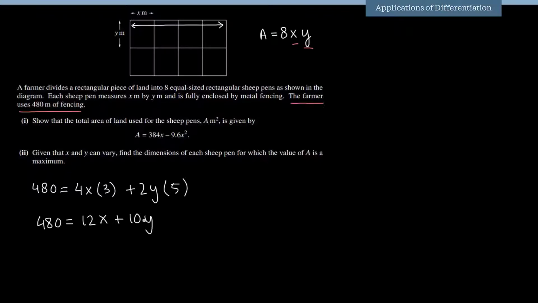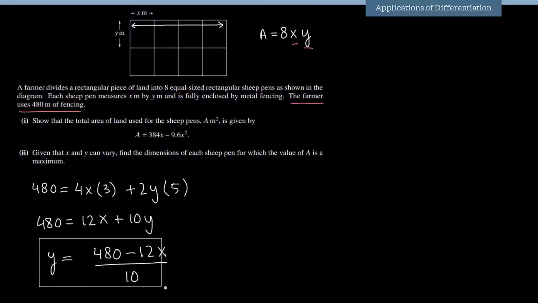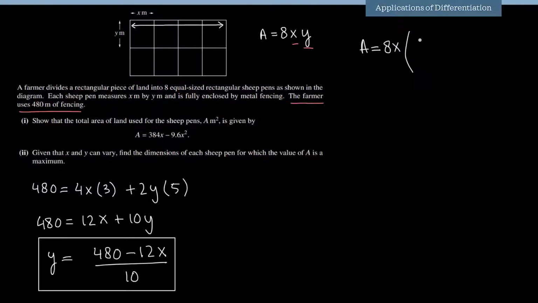Here I need to make y the subject because I need to form an equation for y in terms of x, so that I can use it in this equation to make an equation of A in terms of x only. So I will make y the subject and I will have y is equal to (480 minus 12x) divided by 10. This is the equation of y in terms of x. Now I will replace y in this equation and I'll have area is equal to 8x times (480 minus 12x) divided by 10. 8 divided by 10 is 4 upon 5, and when I multiply 4x by 480, I'll have 1920.